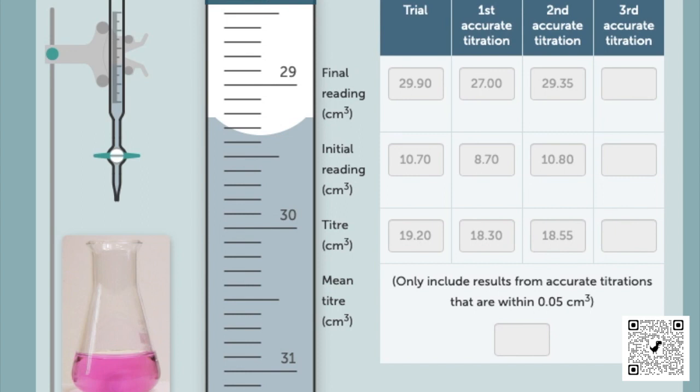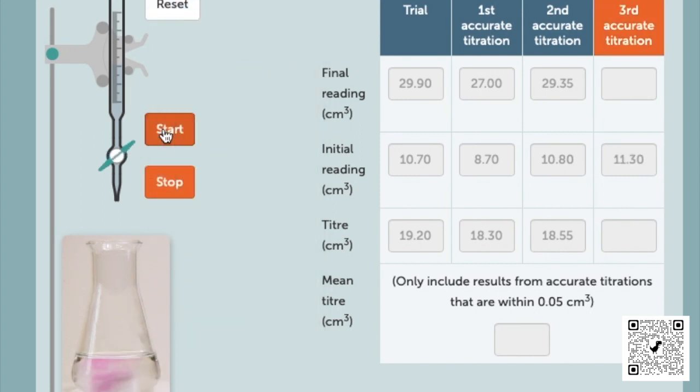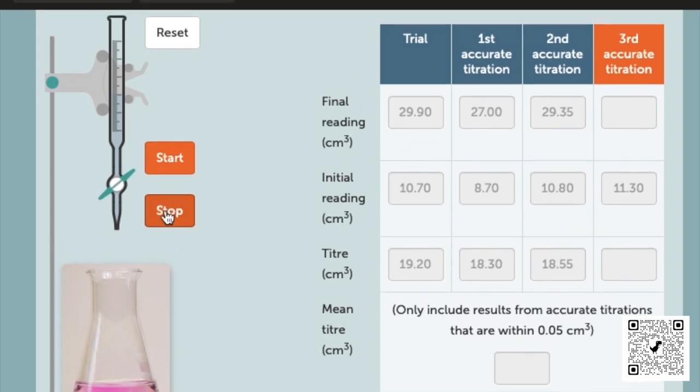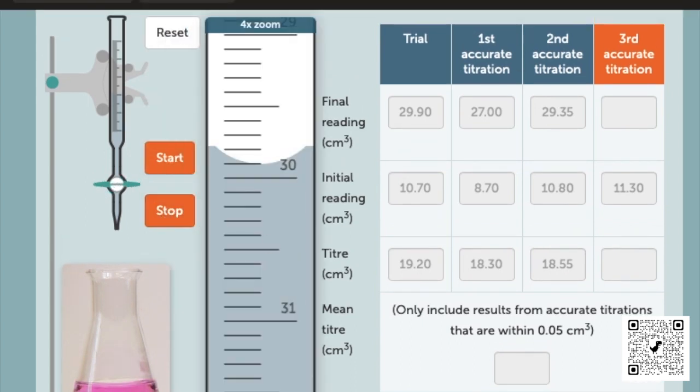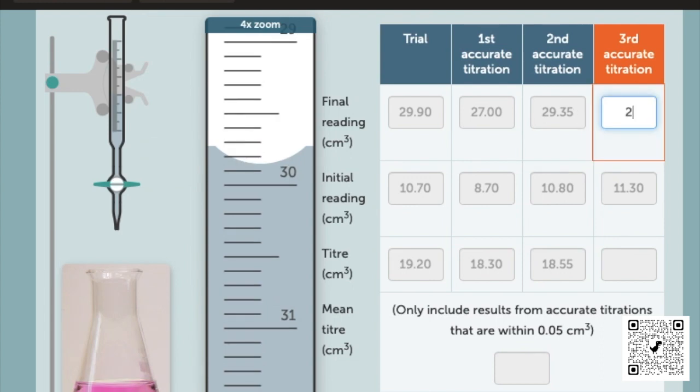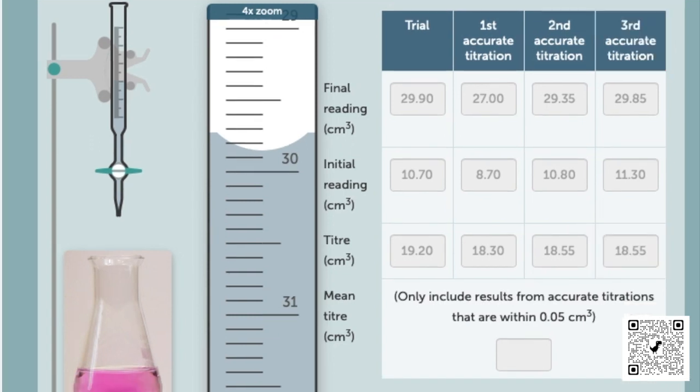First and second titration are not accurate, that's why you need to perform the third one. Results of the second and third titration are accurate, that's why the average volume added is 18.55 in our case.